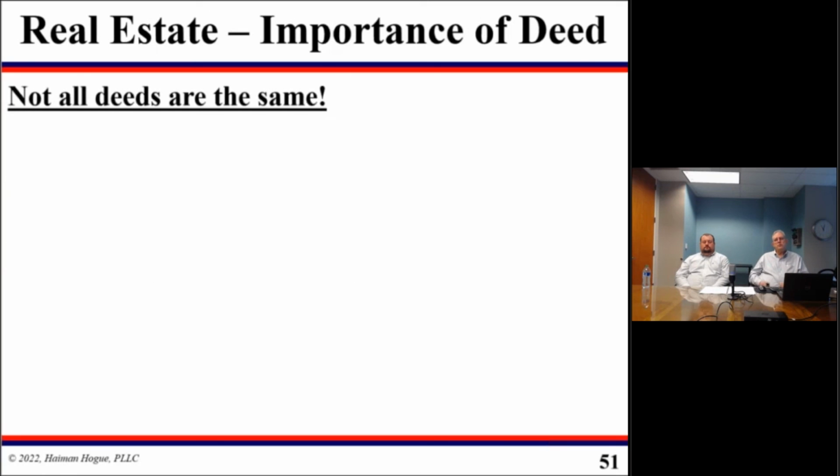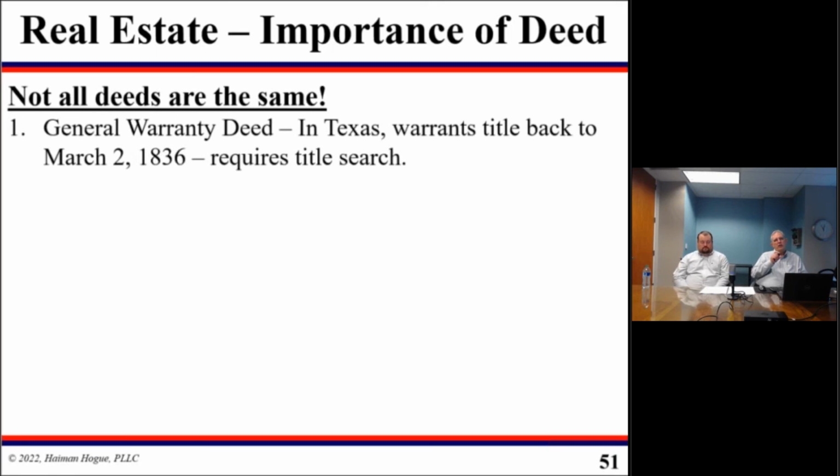Now, not all deeds are the same. General warranty deed in Texas warrants title back to March the 2nd of 1836. In case you don't know your history, that's the day that Texas declared independence.